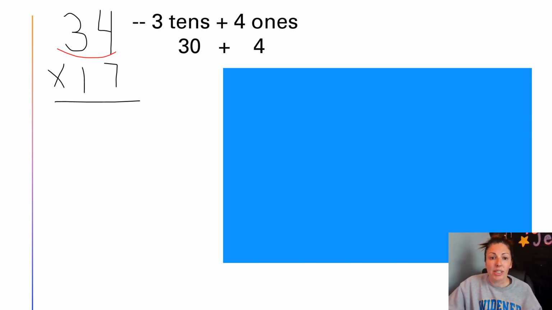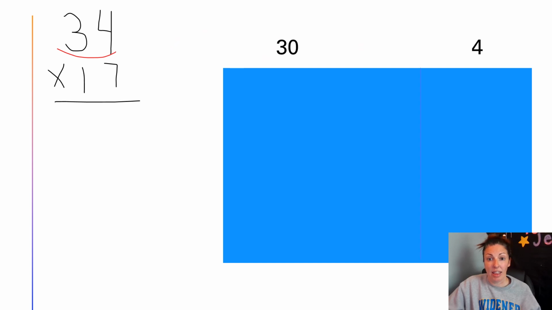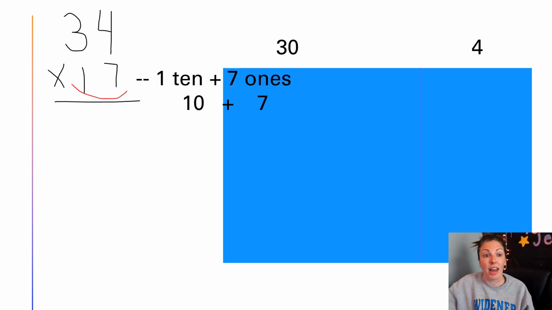So what I'm going to do is take my 30 and my 4, just like I did last week, and move them to the top of my area model, just like this. So I have a special designated place for my 3 tens, my 30, and a special designated place for my 4 ones, or my 4. And then again, I drew my line to separate my tens from my ones. That's step 1.